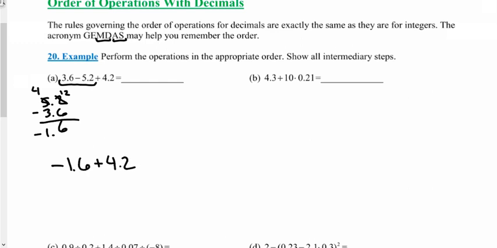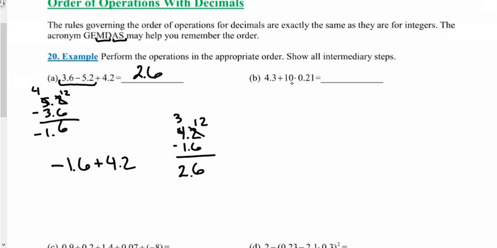And of course, most of the time people would rather write this like this, and they'd say 4.2 minus 1.6. And so that'll be 3 and 12, 2 and 6. And then I get 2.6. Notice that it is positive because it's negative 1.6 and a positive 4.2. So we get positive 2.6 because this one's much bigger.